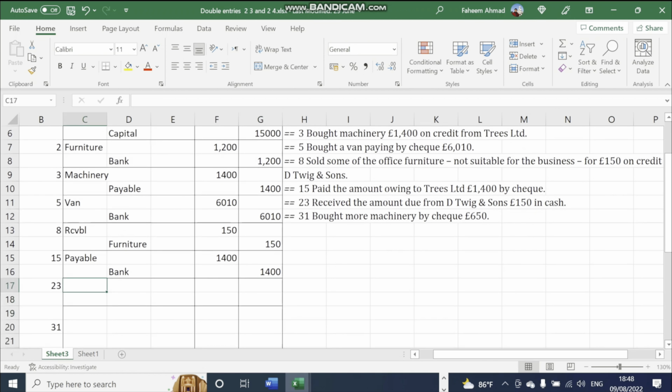Twenty-third, received the amount due from Dietwig and Sons, 150 pounds in cash. So cash is an asset, increasing in the business, debit. So received amount from receivable. Receivable is an asset, decreasing, credit.